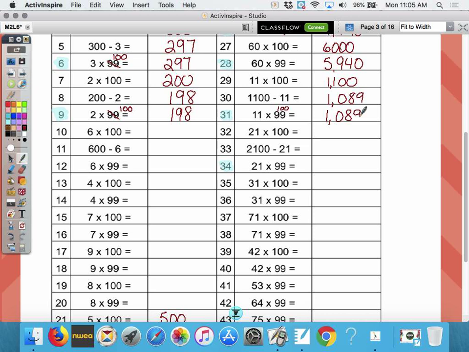1,089. Okay. To do 21 times 99, I'm going to think 21 times 100. 2,100, right? Then I'll take it minus 21. So 100 minus 20 is 80, right? Minus one more. 79. So it's going to be 2,079.